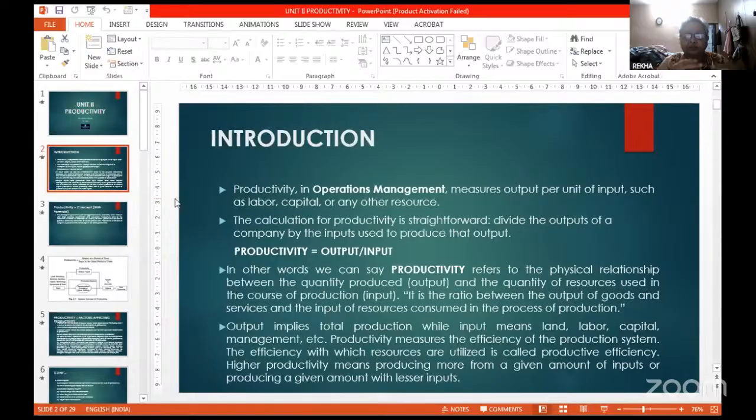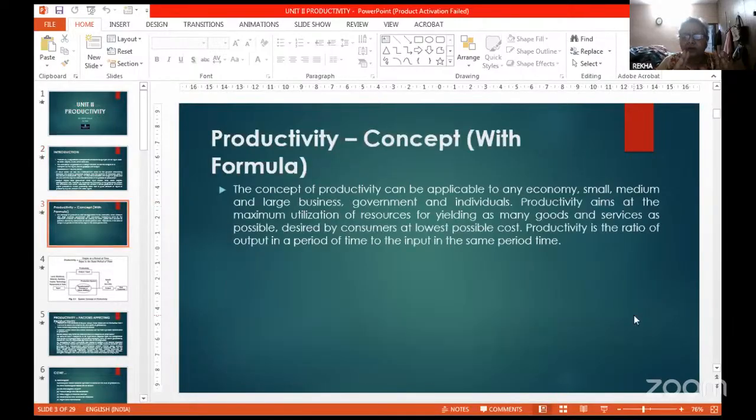Output is in the numerator and input is in the denominator. To any economy, whether it is small, medium, or large, business, government or private, individuals, it can be more than one individual also, but whether it is private or government, productivity counts everywhere. Productivity is important everywhere.